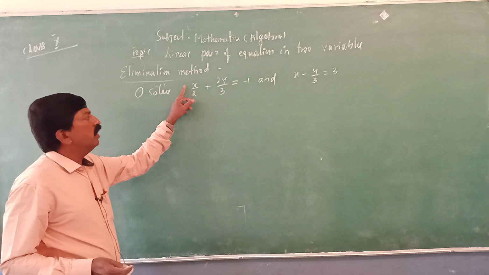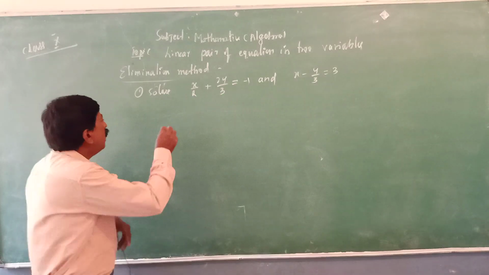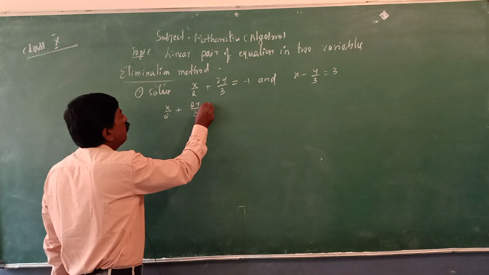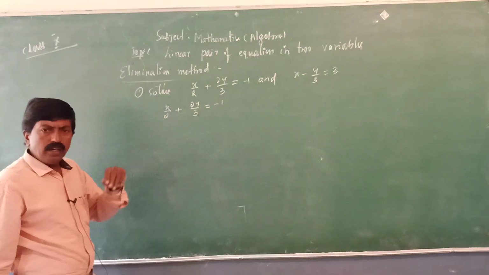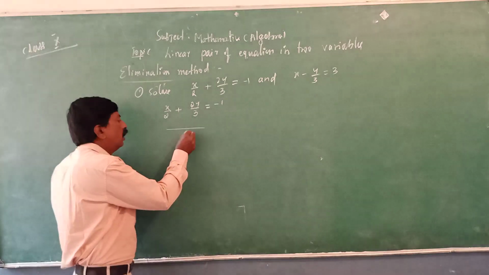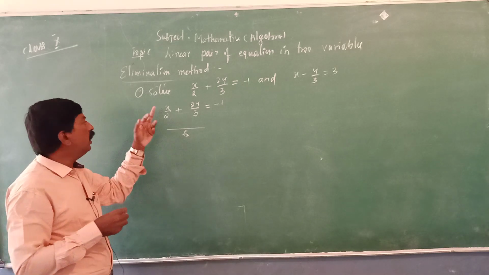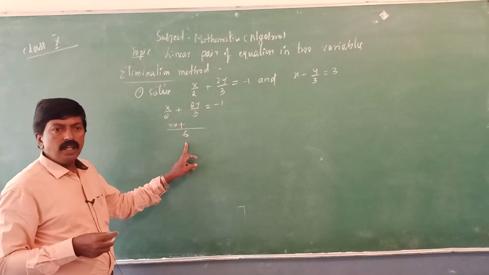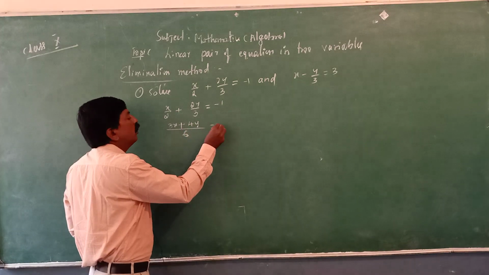Here in first equation it is x by 2 plus 2y by 3 is equal to minus 1. So let us take the first one. What is the LCM of 2 and 3? Yes, it is 6. That 6 you can write in denominator. 2 how many times divide 6? 3 times. That 3 into x is 3x plus 3 how many times divide 6? 2 times. 2 into 2y, which is 4y is equal to minus 1.